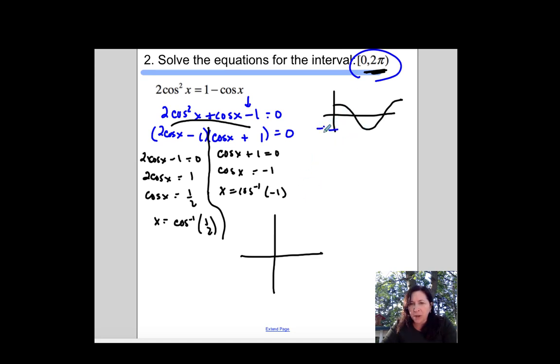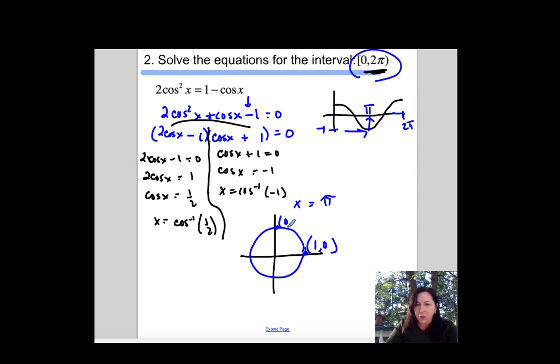Well, here's -1. Cosine is -1 right here. So you should ask yourself, where are you? If this is 2 pi here, that makes this pi. So this value right here for x, cosine is -1 at pi. The other way that I like to do this is to show a unit circle and say, okay, well, this is 1, 0. This point here is 0, 1. This point here is -1, 0.